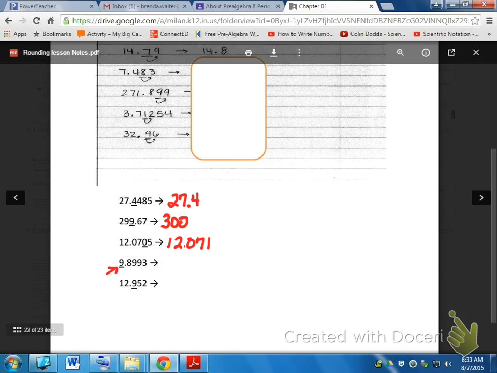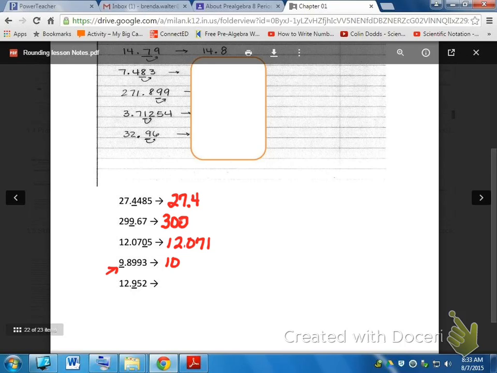9.8993. Dakota, what are you thinking? Just 10. You are exactly right. Just 10. It says round to the nearest whole number. You look at the right, the 8. It says go up. Well, you got to take 9 to 10, and then you write nothing to the right of it.